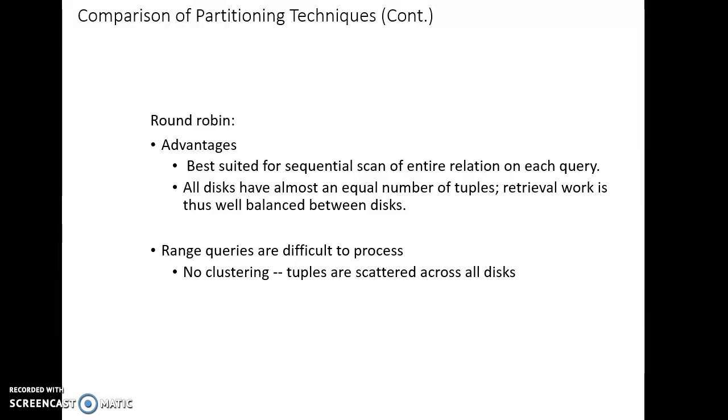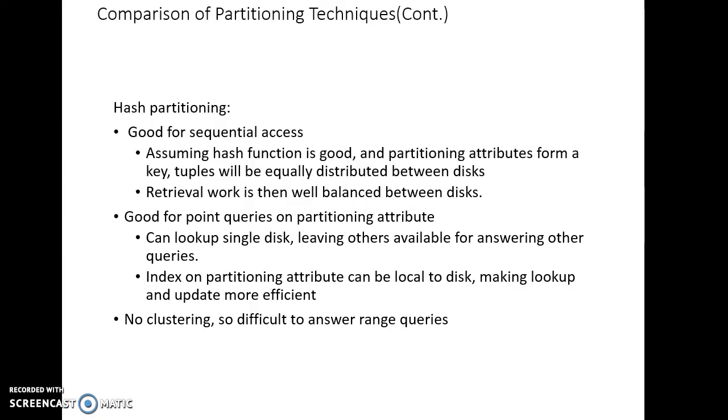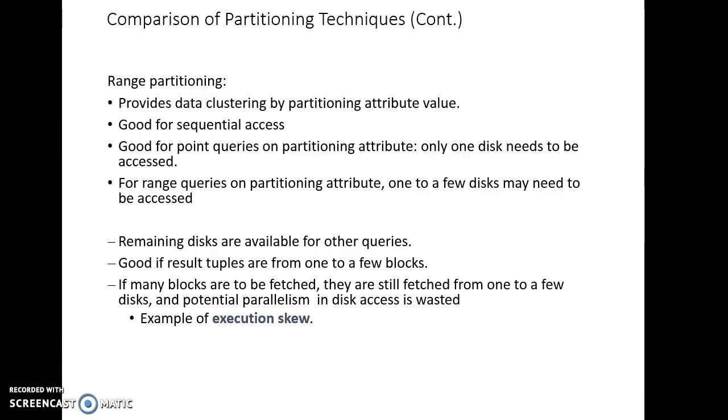Round robin is best suited for sequential scan when an equal number of tuples are there. But it is difficult when there is no clustering, as tuples are scattered across all the disks. Hash partitioning is good for sequential access and good for point queries on partitioning attributes, but there is no clustering, so it is difficult to answer range queries. Range partitioning provides data clustering for partitioning attribute values, and is good for sequential access and point queries on the partitioning attribute, where only one disk needs to be accessed. For a range query on the partitioning attribute, one to a few disks may need to be accessed.